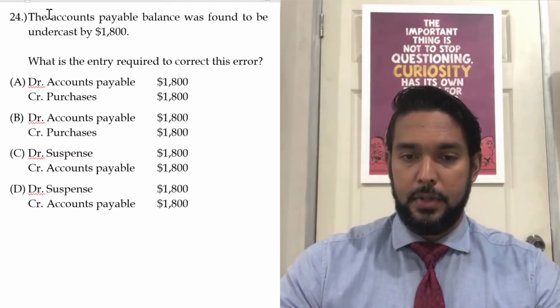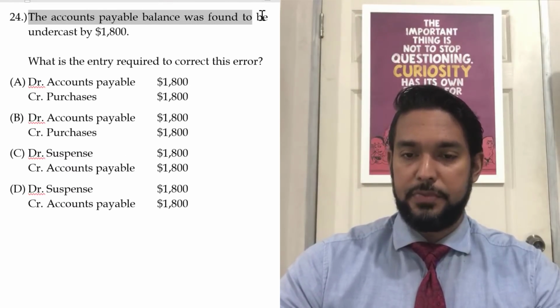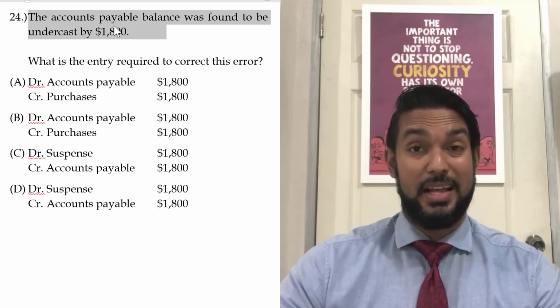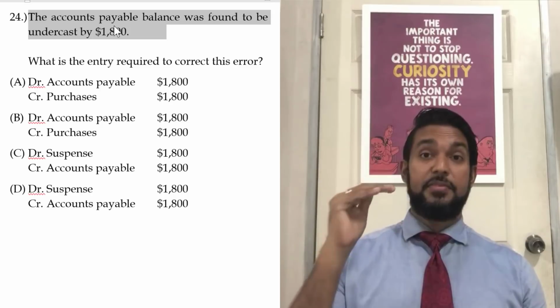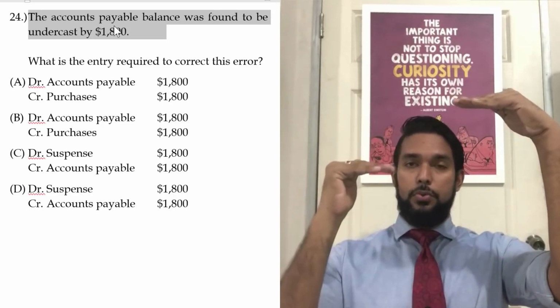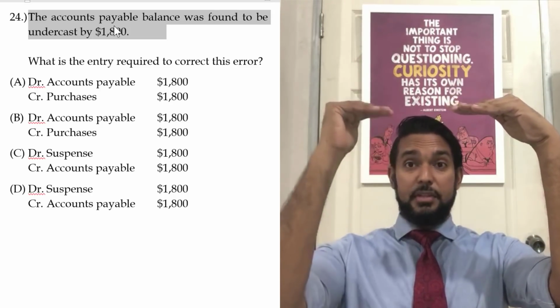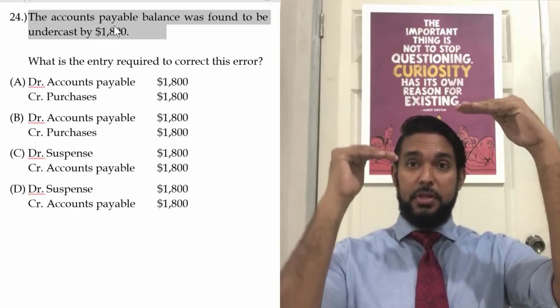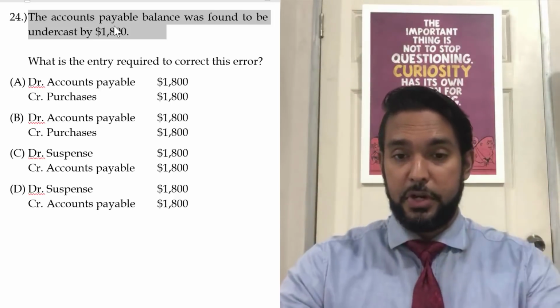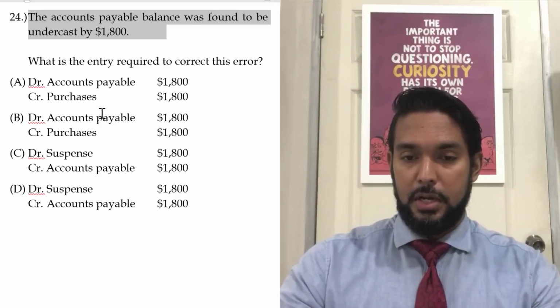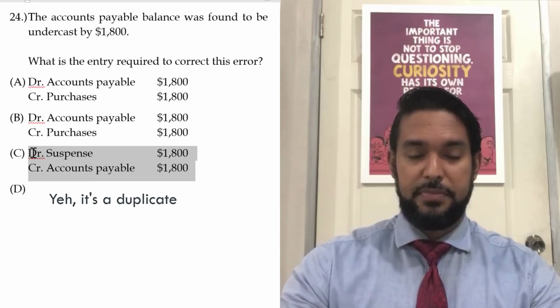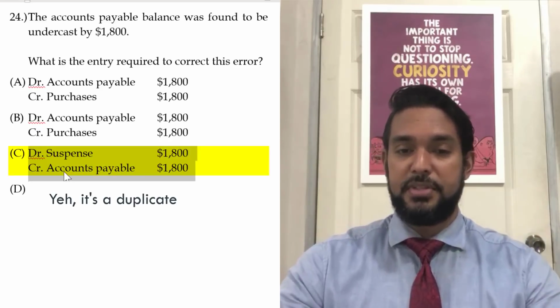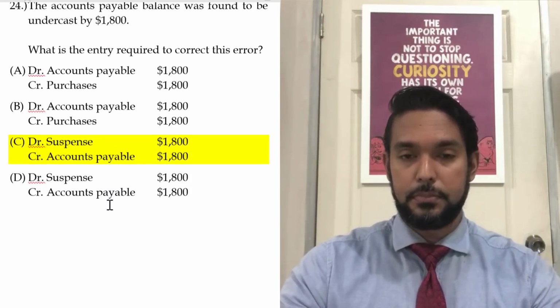24. The accounts payable balance was found to be undercast. So accounts payable is a liability. Undercast means it's too low. Liabilities have credit balances. So if it's too low, what do we have to do? We have to increase it. And to increase the credit balance, you will credit the account. So we're going to credit payables, which is either C or D, sorry, and debit suspense, because it only affected that account. So therefore, we need the suspense account to facilitate double entry.